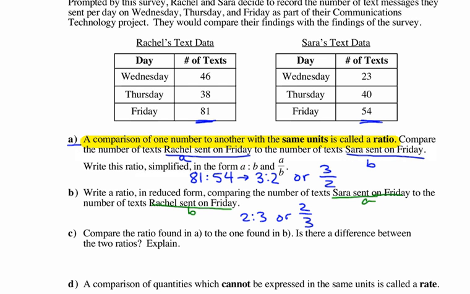Comparing the ratio found in A to the one found in B, what's the difference between the two ratios? Explain. All they are is the reciprocal of one another. Remember, reciprocals are flipped. They're reciprocals of each other.